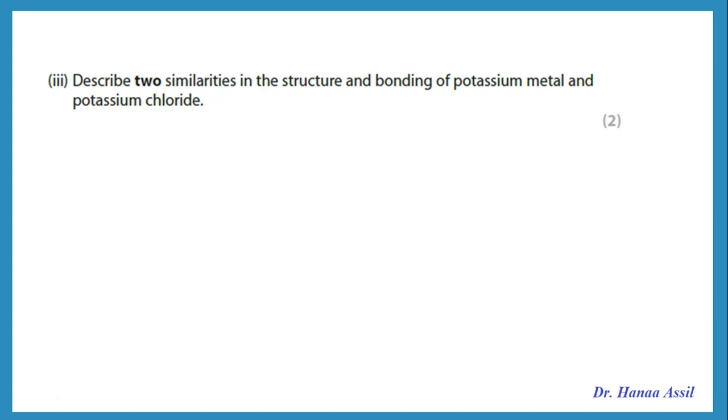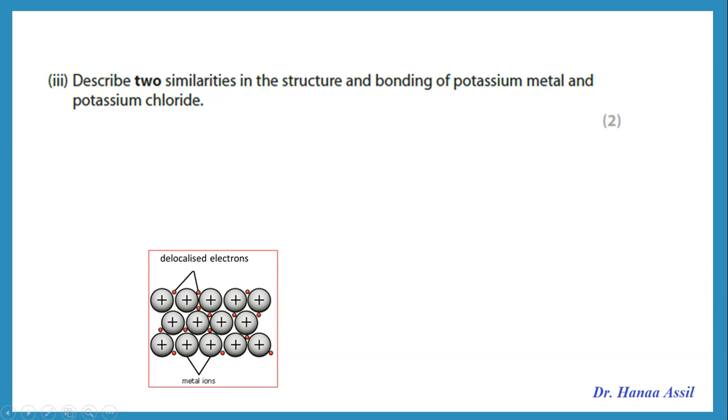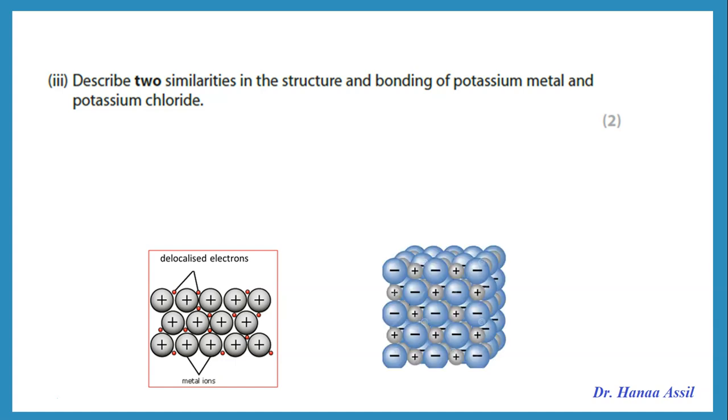Describe two similarities in the structure and bonding of potassium metal and potassium chloride. So what is similar about potassium metal? Remember we said metals are regular rows of positive ions surrounded by a sea of delocalized electrons. What about potassium chloride? Potassium chloride is a giant three-dimensional crystal lattice in which we have alternating positive and negative ions.